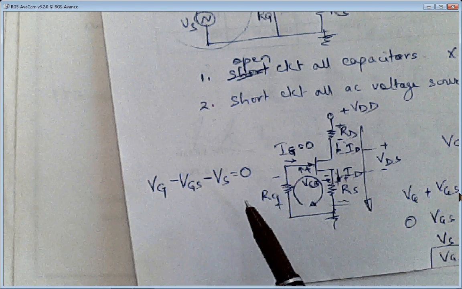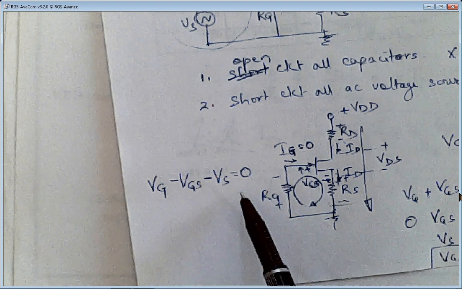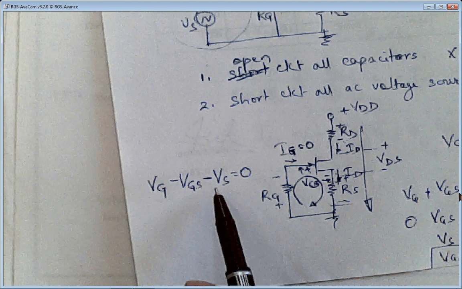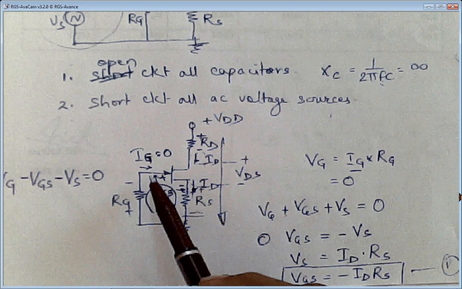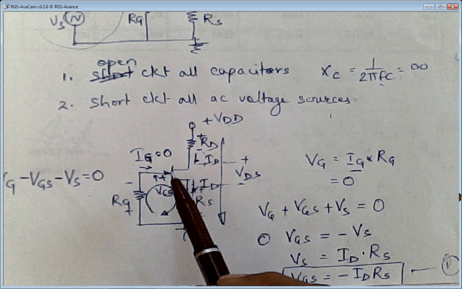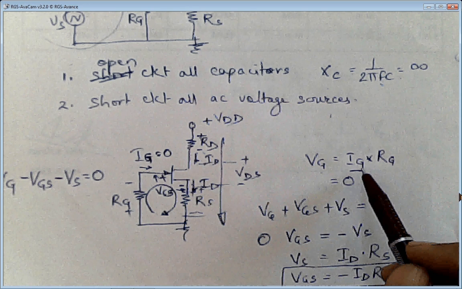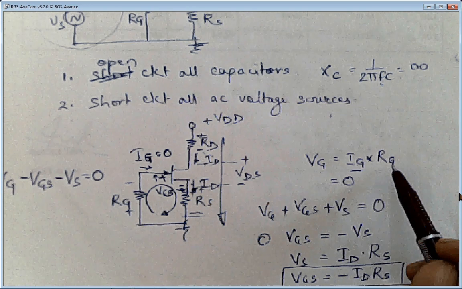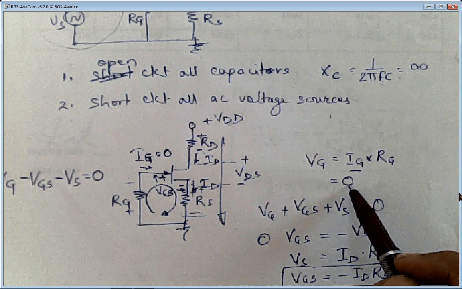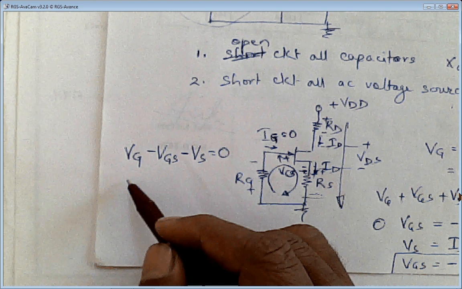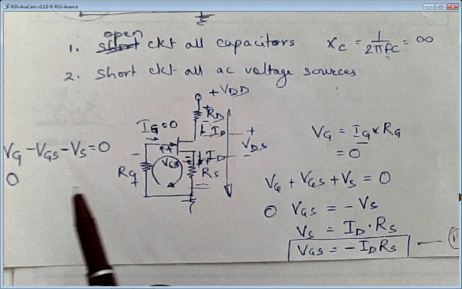So three components we have taken in this KVL path. Now according to our concept, there is no Ig current in JFET. Ideally there is no Ig current, because this is always reverse biased. So Vg will be equal to Ig into Rg, but as Ig is equal to 0, Vg will be equal to 0. According to that concept, this Vg is now equal to 0.